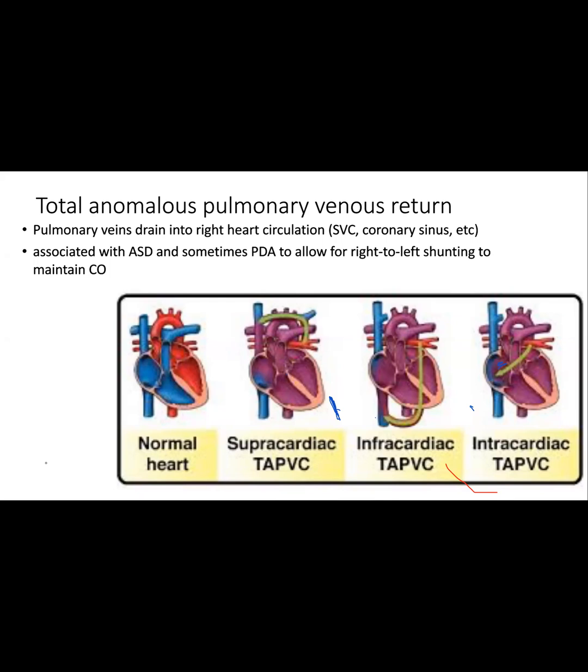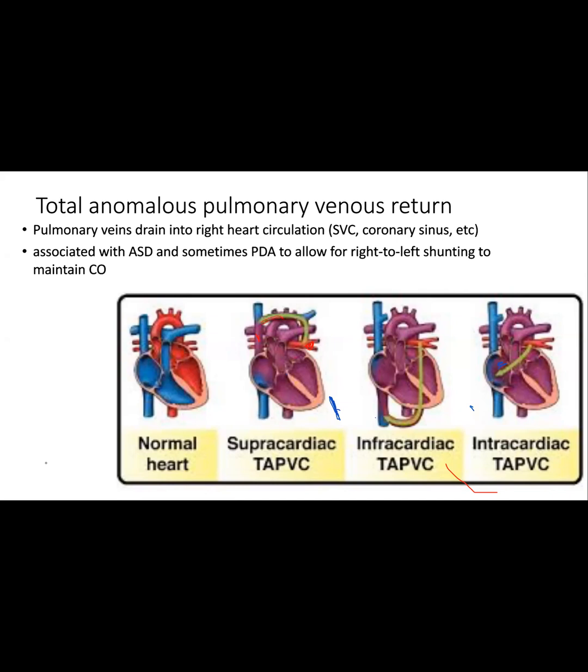So oxygenated blood goes to the right side of the heart through the anomalous vein. And then there are three different types. Supracardiac means the pulmonary veins, this is the pulmonary vein, open into the superior vena cava by an abnormal, anomalous connecting vein.